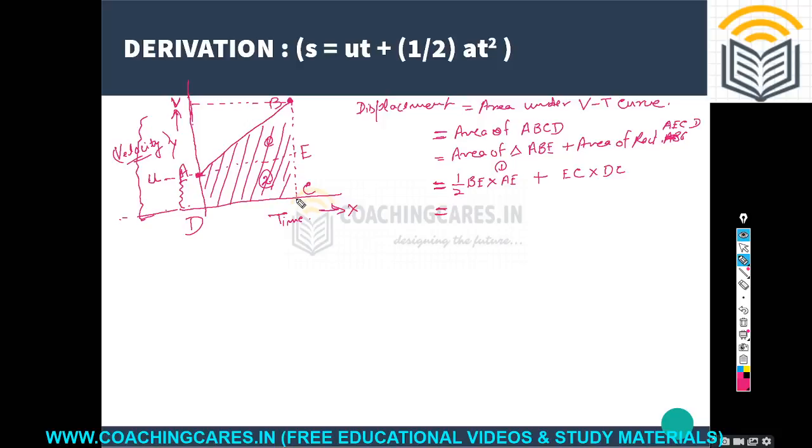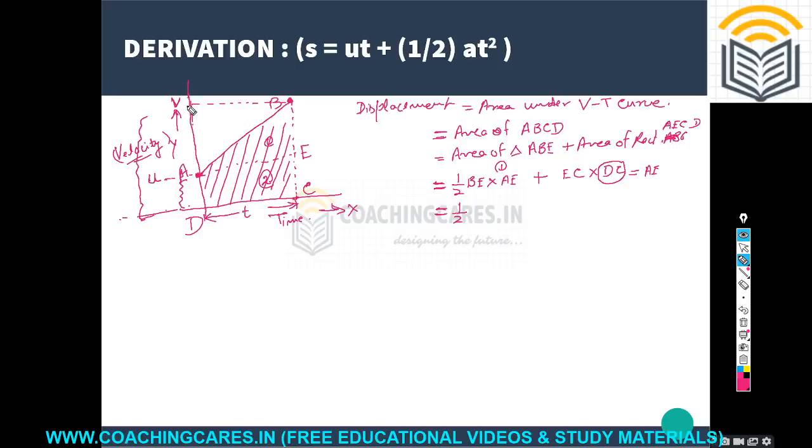So we'll see, up to this point, we assume this is the time taken. We are assuming t, and here DC is nothing but equal to AE. This DC we can write is equal to AE. Further, we solve it.